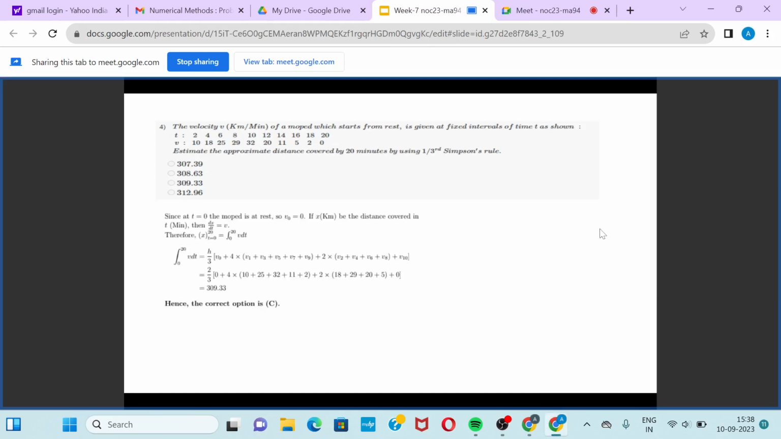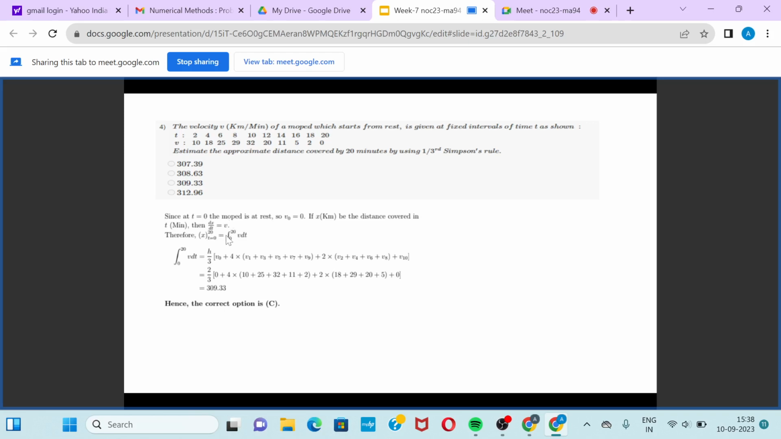So here we have been given time and the corresponding velocity, and we have been asked to calculate the distance covered in 20 minutes. Since at t equals 0 the moped is at rest, velocity at time 0, that is v naught, will be 0. If you consider x kilometer to be the distance covered in time t, then as you know, velocity is the rate of change of distance with respect to time. So dx by dt will give you velocity.